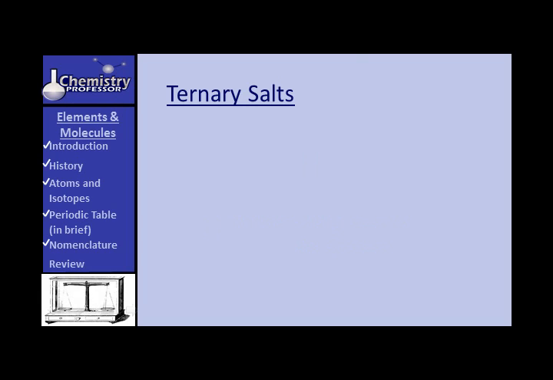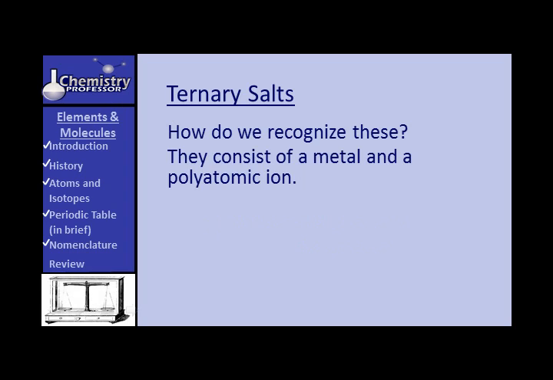Let's name ternary salts. But first, how do we recognize ternary salts? Well, now that you're familiar with the table of oxidation numbers, you're going to find it's kind of simple, because ternary salts consist usually of a metal and a polyatomic ion, or a radical. And we've looked at an awful lot of those radicals. Here's an example: calcium with a sulfate radical.